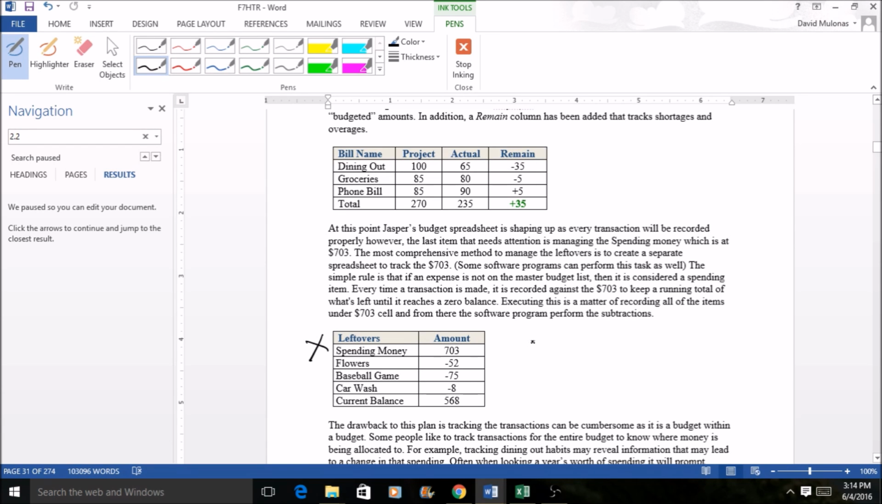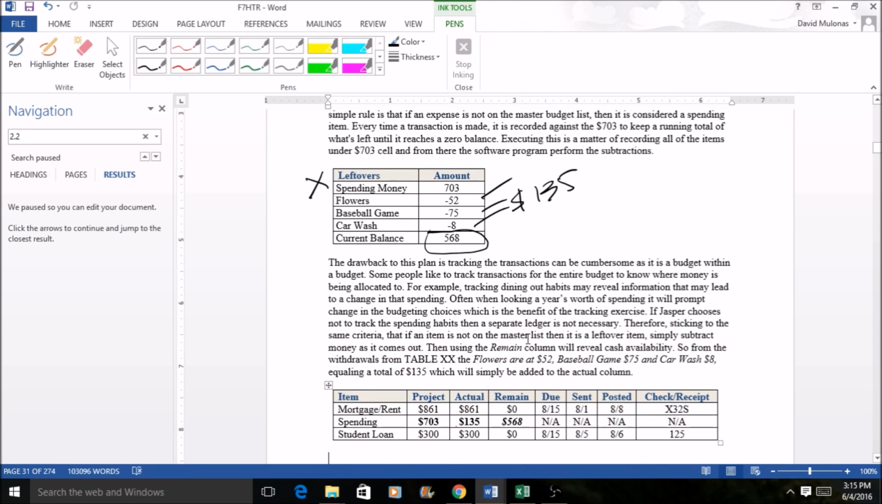So you have two options. You can either say, I'm going to make a separate tracking spreadsheet. For example, if my budget's in Excel, I might have a tracker, if I chose to, just for spending money, and it would look like you see here. And we see the flowers, the baseball game, car wash, and the current balance is $568. Now, that means $135 has come out, and that needs to be reflected in the budget, which will be down here. You can see where it's bolded right here, that $135 is taken out, and that means $568 remains. And so that aligns up right here.